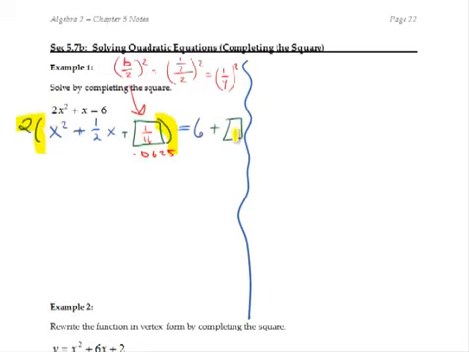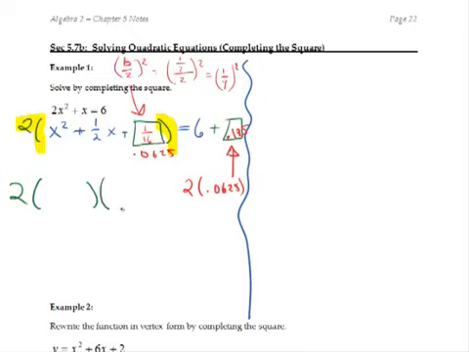Now, before we add that to the other side, remember that this 2 is multiplying everything in these parentheses. So we're not just putting 0.0625 over here. In this space, we need to put 2 times 0.0625, or 2 times 1/16. So we end up getting 0.125 over here, 0.125.